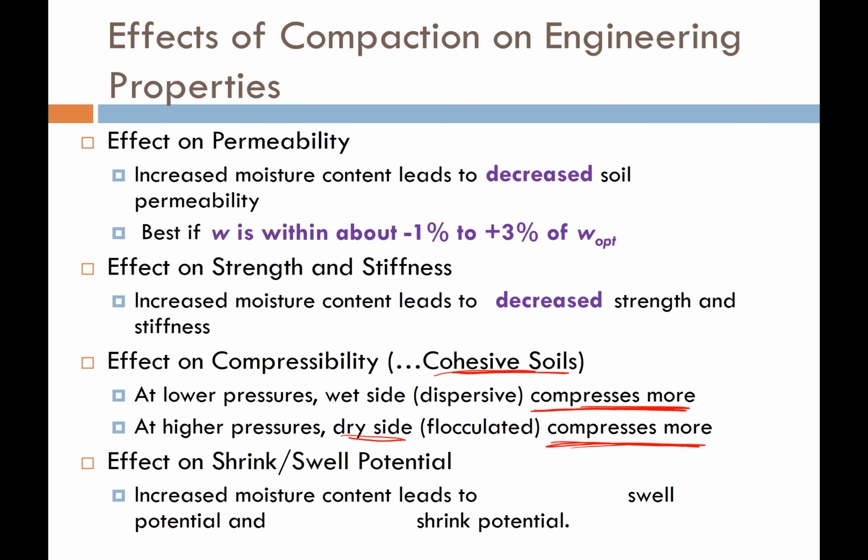And in terms of shrink swell potential, being wet of optimum generally will decrease your potential for the soil to swell. It's already got a lot of water in it, and it's hard for more water to go in it and cause a problem. However, because it has a lot of water in it already, a soil that is wet of optimum has an increased shrink potential, because shrink occurs when you lose moisture.